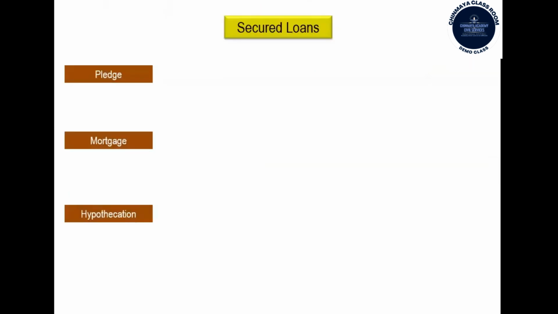Okay, now we shall see what is the difference between pledge, mortgage, and hypothecation. I have some gold. I take the gold to the bank. I give the gold, take the money, come out. So what happens is, I am taking some gold and giving it to the bank. I took the money. Who is the owner of the gold? Who is the possessor of the gold?